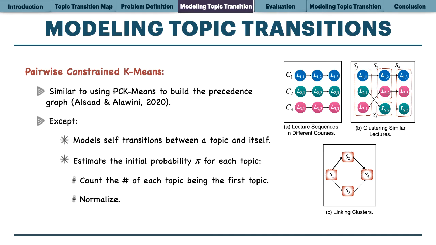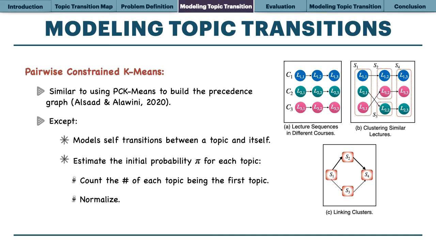The PCK-means method is similar to our previous work, where each course is represented as a sequence of lectures, and we first cluster similar lectures from different courses using the PCK-means algorithm with some predefined constraints. And we link clusters by using the precedence relations between adjacent lectures and capture the strength of the transition by accumulating the frequency of transitions. To find the word distribution of each cluster or topic in the matrix B, we accumulate the vector representation of each lecture that belongs to the same cluster. So each cluster here would be a topic.